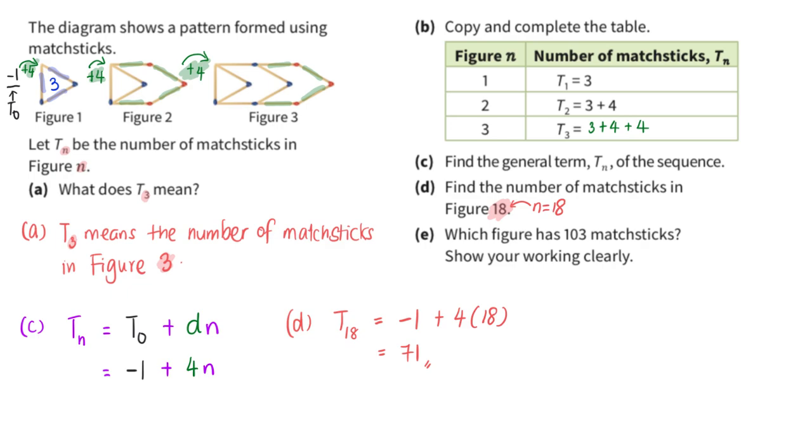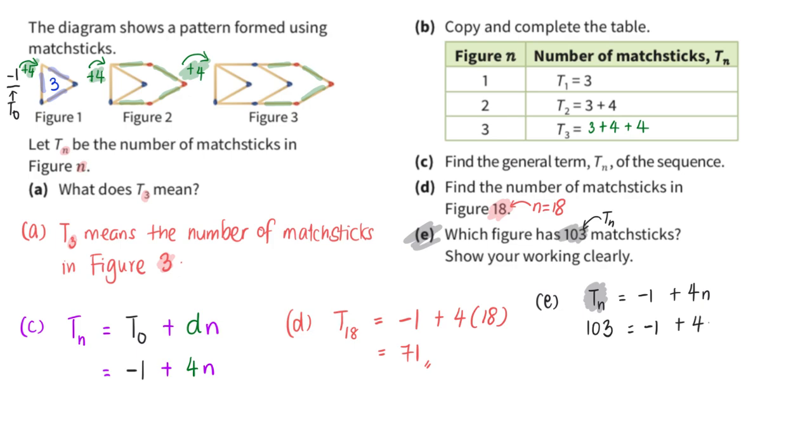And for part E, they tell us that the number of matchsticks is 103. Find the n. And again, for part E, we could simply make use of the general term. Tn is equal to -1 plus 4n, and in this case they tell me this number would be 103.